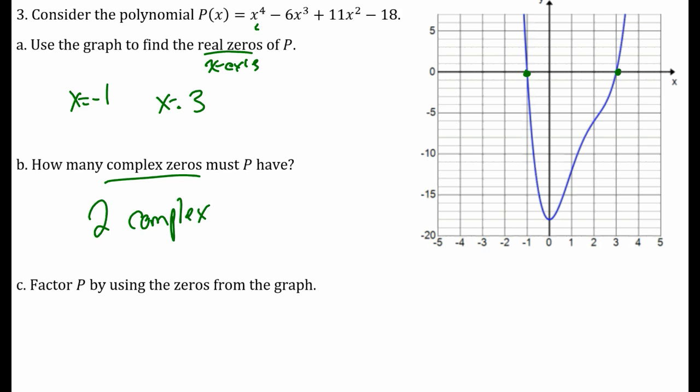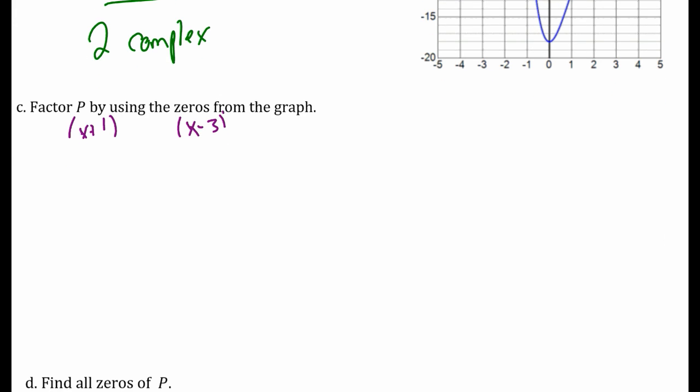Part C asks us to factor p by using the zeros from the graph. Well, I could try factoring this by grouping, but that's not going to work if you try that. So if I know my zeros, we can divide. If x equals negative 1 is a 0, what factor did that come from? I know one of the factors has to be x plus 1. You could also do this next process by using the factor of x minus 3, but I'm going to use x plus 1. So I'm going to divide.